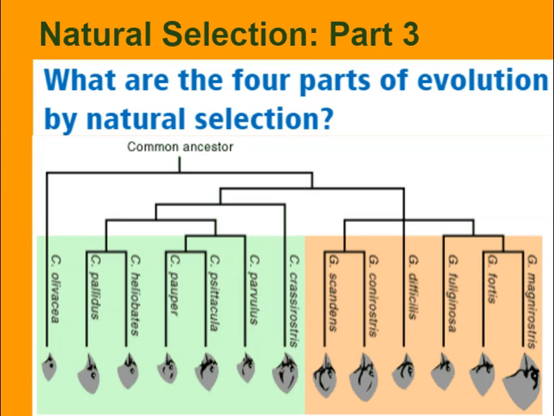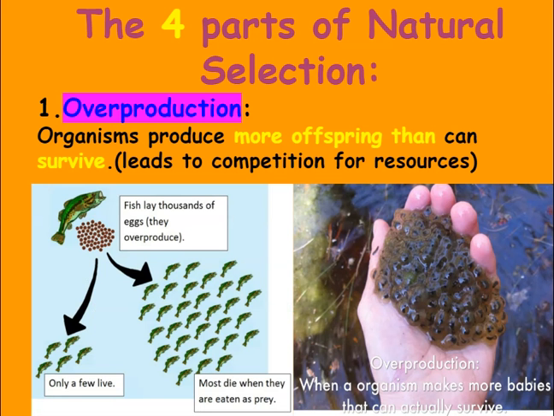All right, so this is part three of natural selection, and the main focus of these notes are the four parts of evolution by natural selection. And what you see there is the 13 species of Galapagos finches, and we kind of already mentioned how that really illustrates natural selection and Darwin's theory. So four parts, start with overproduction, right?